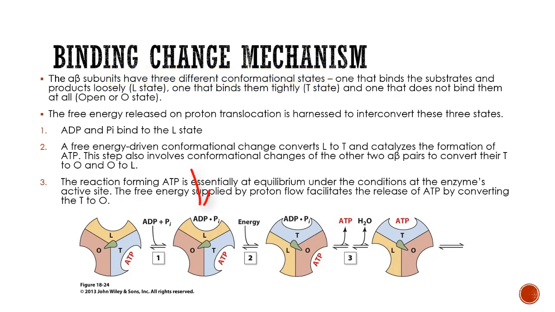The L state is where the substrates ADP and inorganic phosphate enter and are bound loosely. The T state is where the substrates are brought closer together, are bound tightly, and is when catalysis occurs to form ATP. The O state is where the product is released and new substrates will not bind.